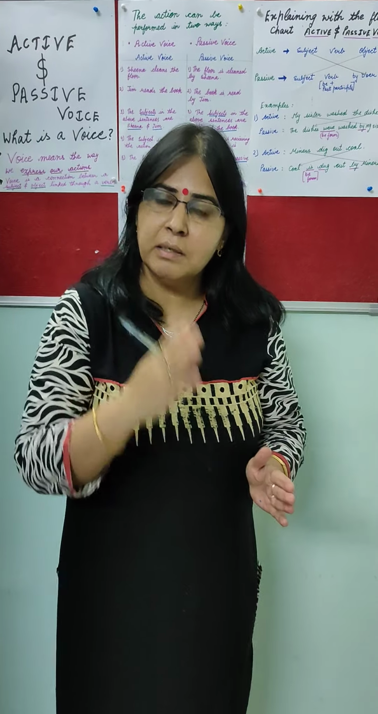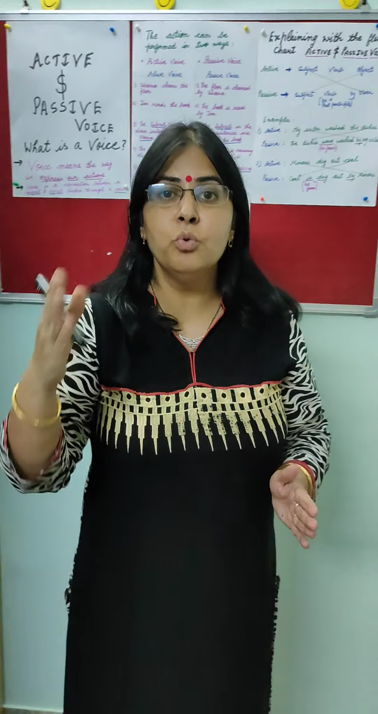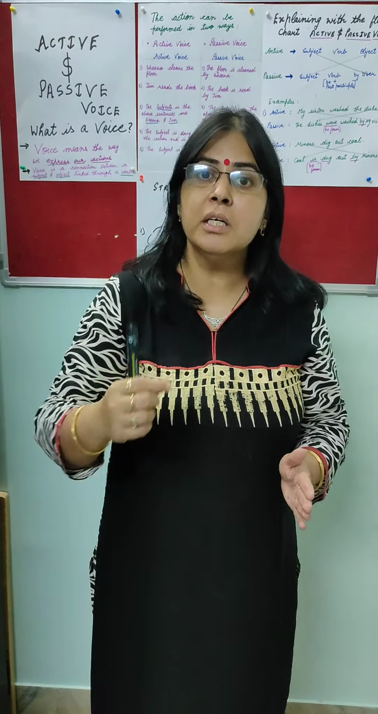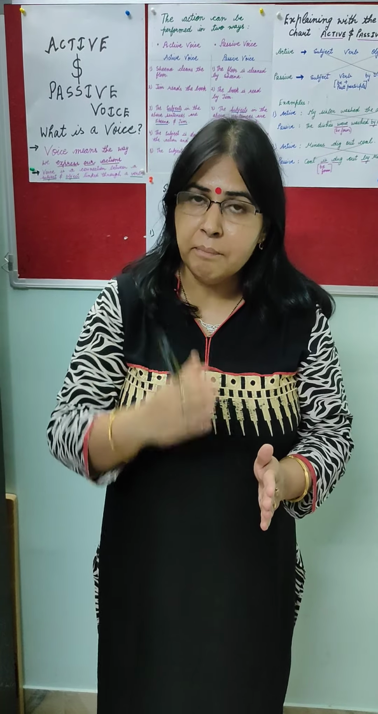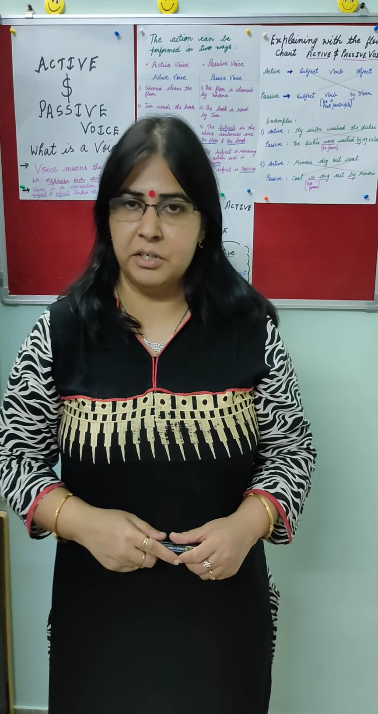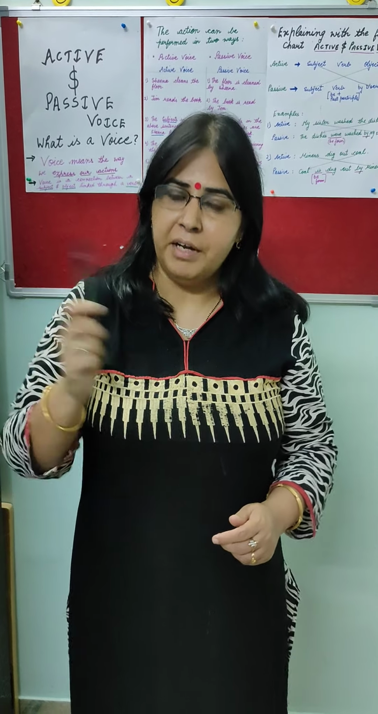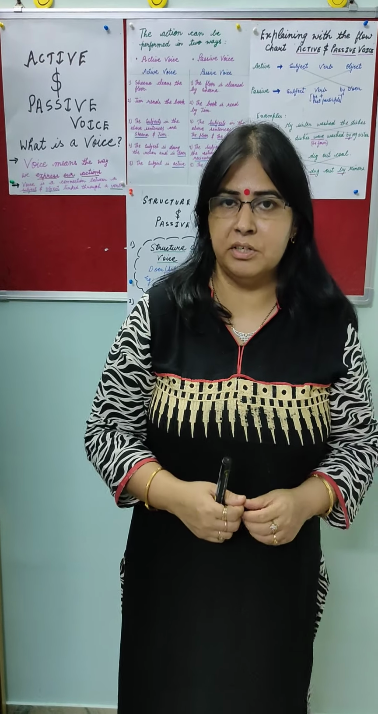In active voice, the subjects are doing the actions. They are the doers. My sister washes the dishes. My sister is doing the action. The man built a beautiful castle. The subject is doing the action. So in active voice, the subjects always do the action and they are always the doers. They are active. Whereas in passive voice, the subjects are receiving the action.